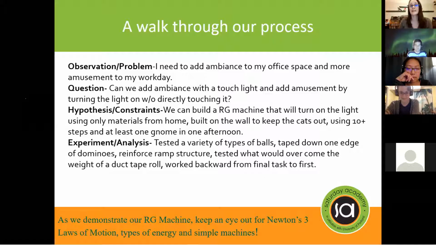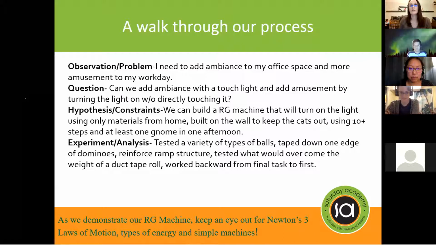We had to test what would overcome the weight of a roll of duct tape. We started with wind-up toys and some other different toys that had motion in them, but none of them seemed to work. So we have a giant hex bug that will be starting us off this evening.